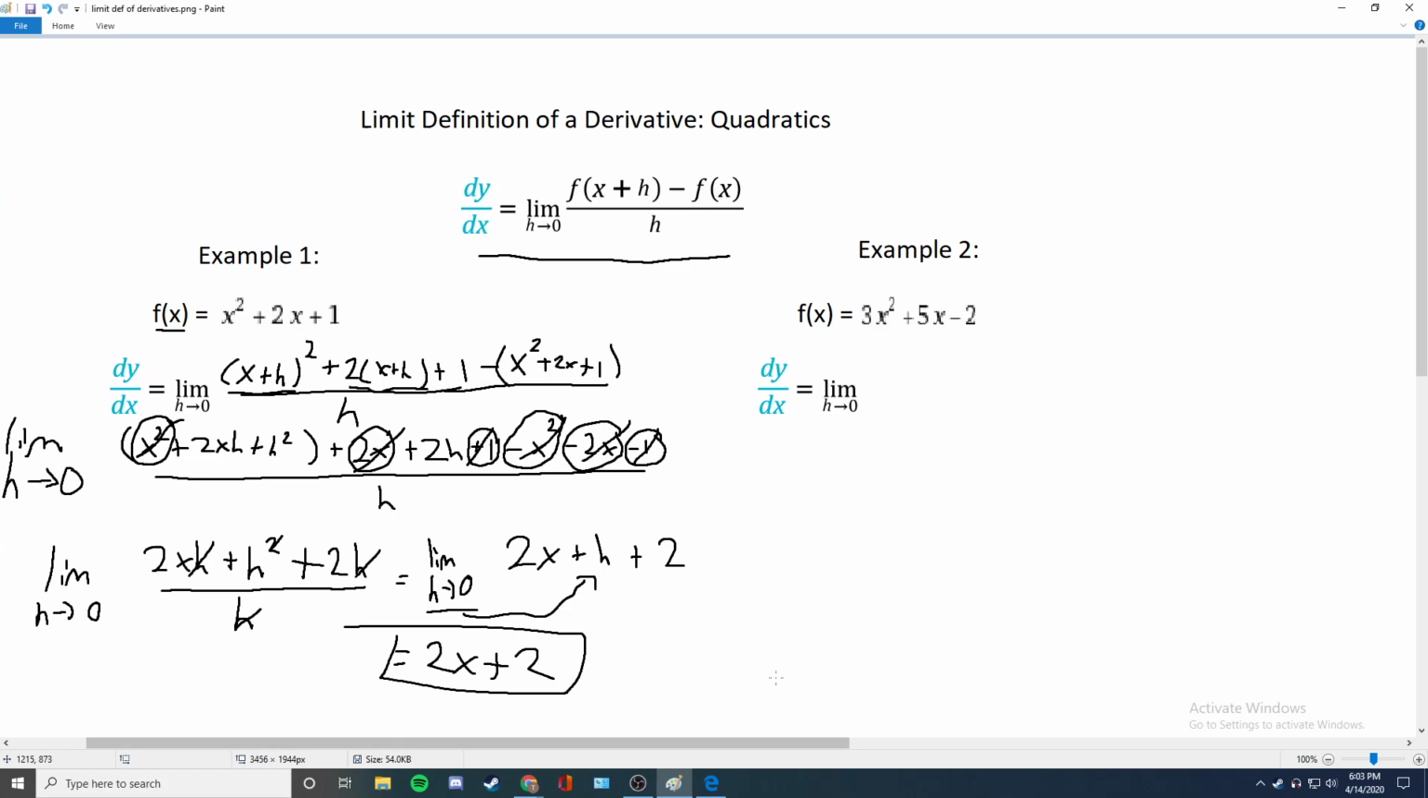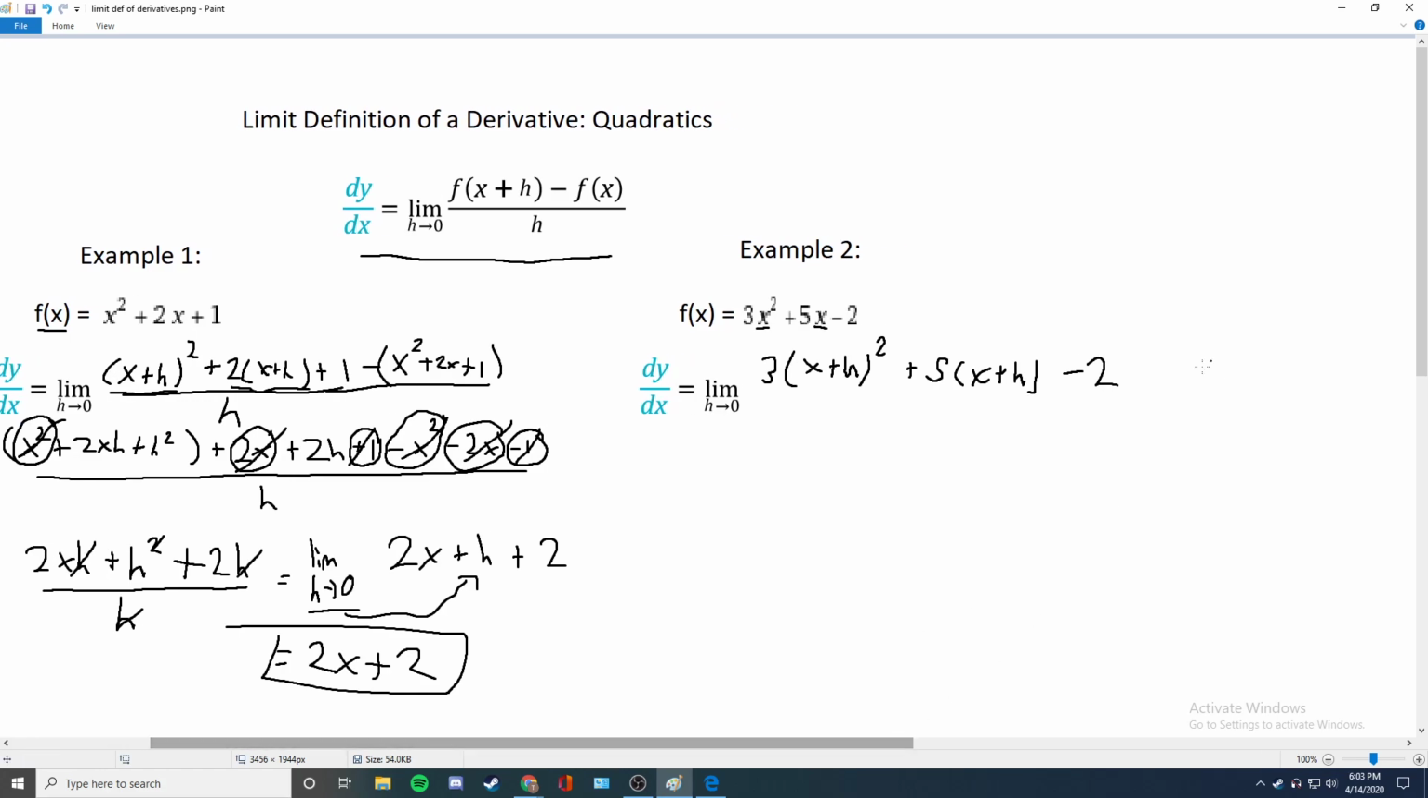Now moving on to the next problem. It'll be similar to the last one we just did, just with some different numbers. So once again, we're just going to do the f of x plus h. Everywhere there's an x, we're replacing it with x plus h. So we've got 3 times (x plus h) squared plus 5 times (x plus h) minus 2. And then remember, we have to subtract f of x. So minus (3x squared plus 5x minus 2), all over h.